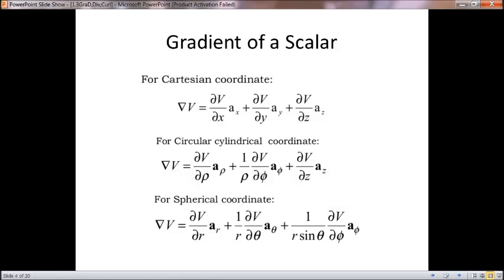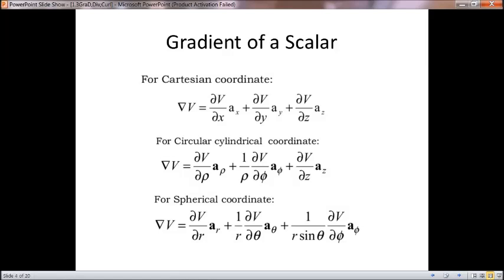For the cylindrical coordinate system, we have rho, phi and z, and for phi it is considered as 1 by rho. So del v, that is the gradient of v in the cylindrical coordinate system, is given as dou v by dou rho into a rho plus 1 by rho into dou v by dou phi into a phi plus dou v by dou z into a z.